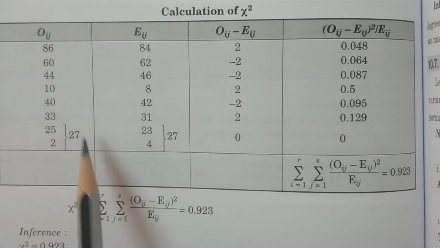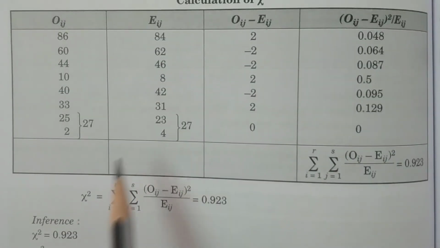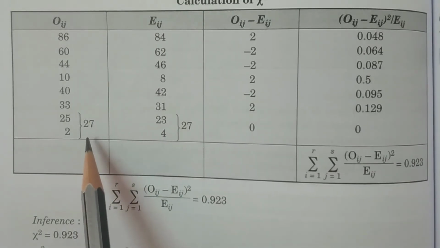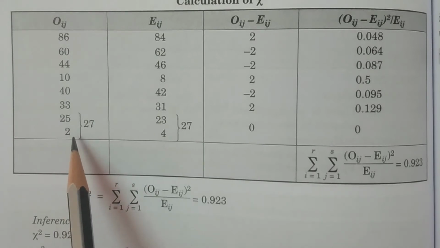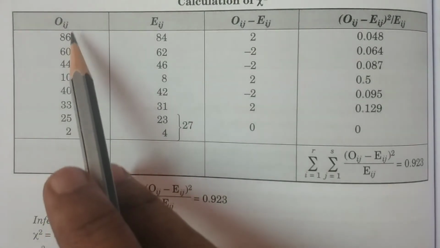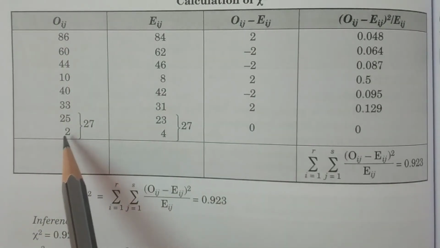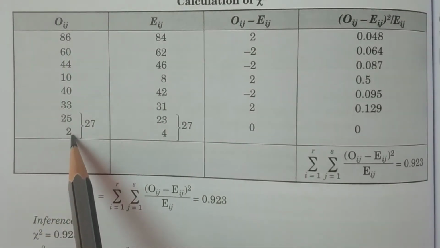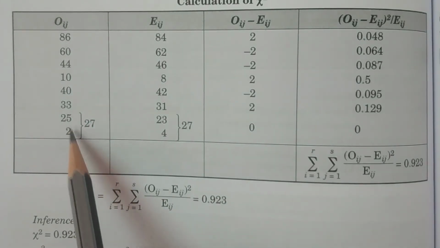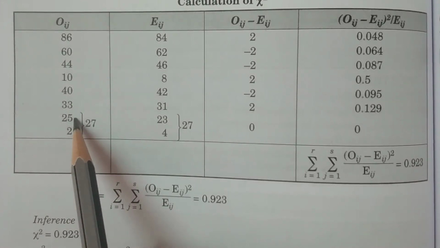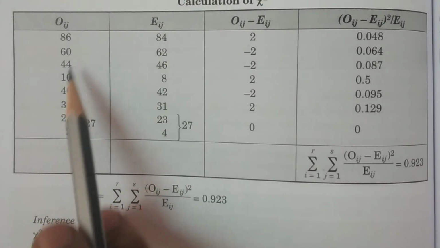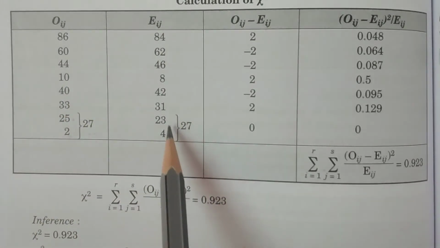Here is one particular important point as well. It is called the pooling technique. Whenever the observation is less than 5, then you have to pool it to the previous observation. Here, the only observation less than 5 is this 2, the last observation. This is 25, this is 2. So you have to pool it to the previous observation, 25 plus 2, 27. The same thing is also to be done in the other frequency, Eij.